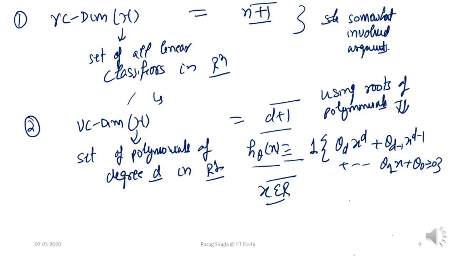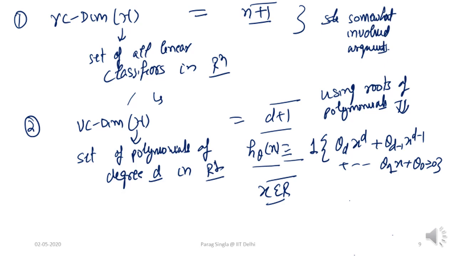The second example that I want to state here is that if we consider the set of all polynomials of degree d in R1, so these are degree d polynomials in a single variable, the VC dimension of this hypothesis class you can show is d plus 1.